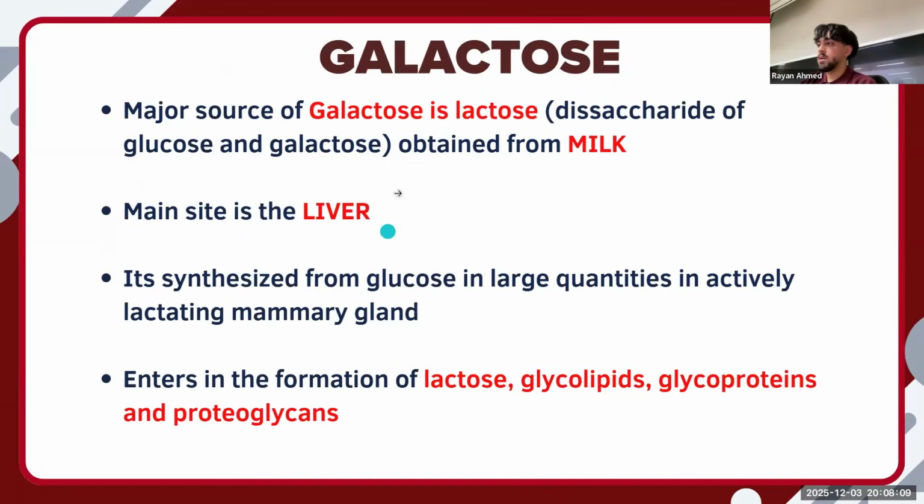Main site is also the liver. Remember this for galactose and lactose. It is synthesized from glucose in large quantities in the actively lactating mammary gland. I need you guys to also remember this part, lactating mammary gland. That is where lactose is being made. And again, galactose enters in the formation of lactose, glycolipids, glycoproteins, and proteoglycans. This is just telling you that there's a lot of ways galactose can enter. In other forms it could be lactose, glycolipids, glycoproteins, and proteoglycans. It's pretty simple.